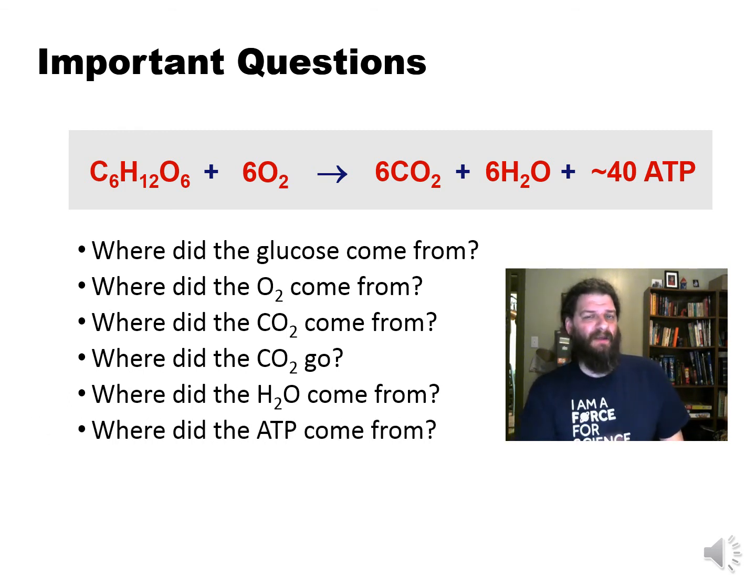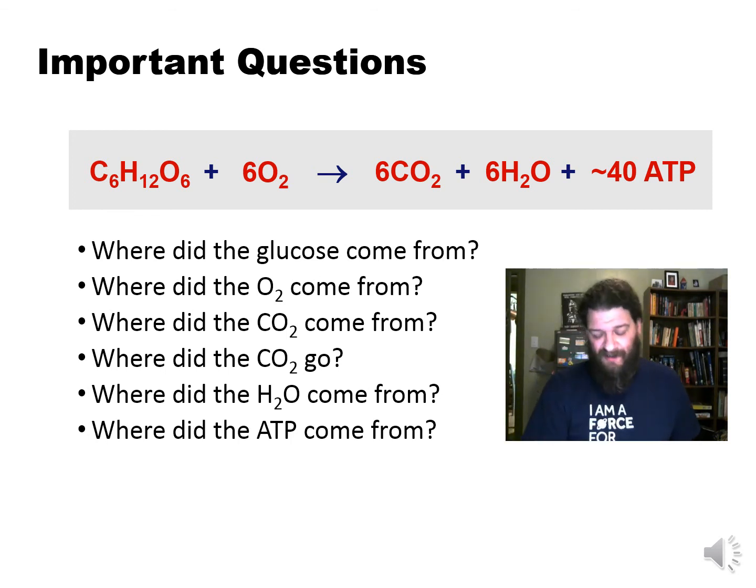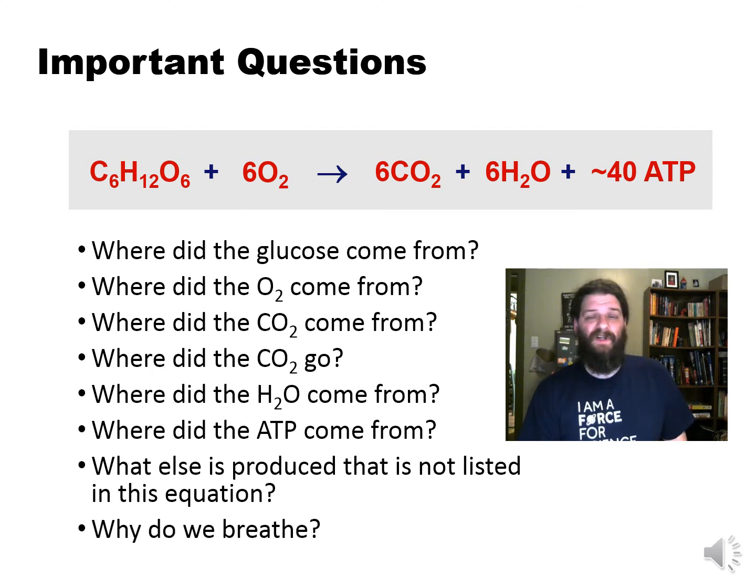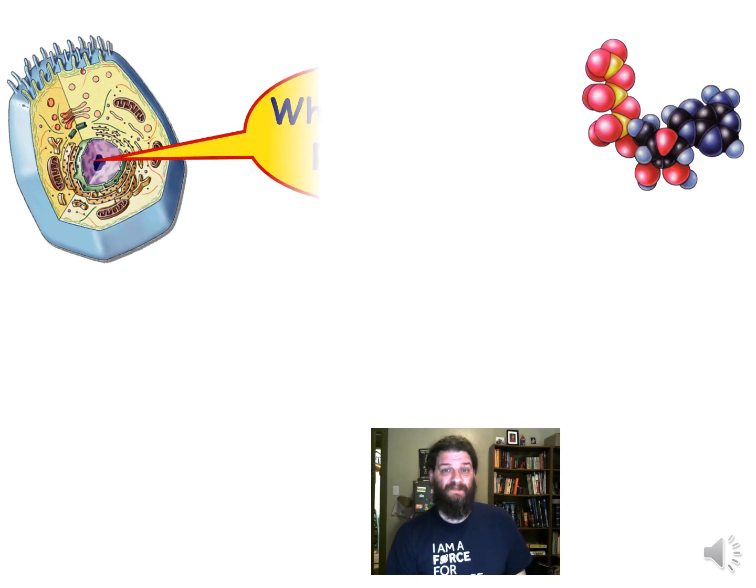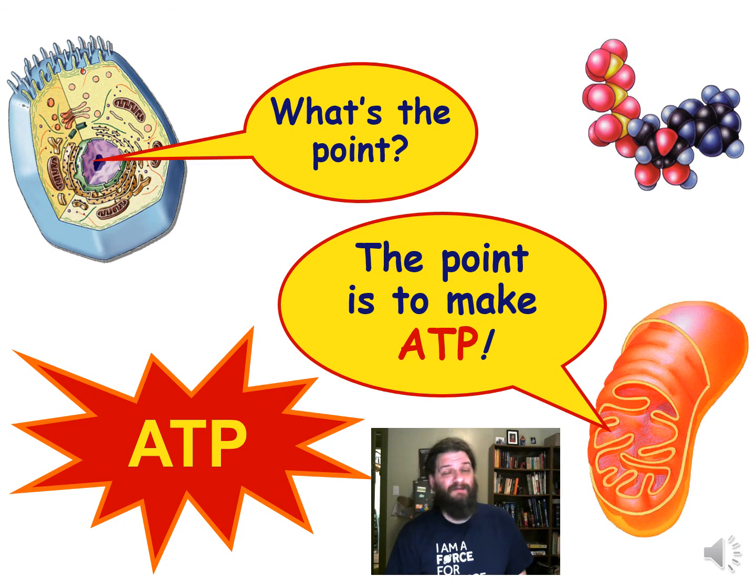And the ATP, can we actually trace where the parts that make ATP come from, especially in this equation that's right in front of us? And this equation is also missing other stuff that is made and raw materials that are needed for aerobic cellular respiration. And then we should really be able to connect why we breathe to the cellular respiration process. So what's the point? The point is to make ATP. And finally, we've made all that ATP, and I'm going to end there.